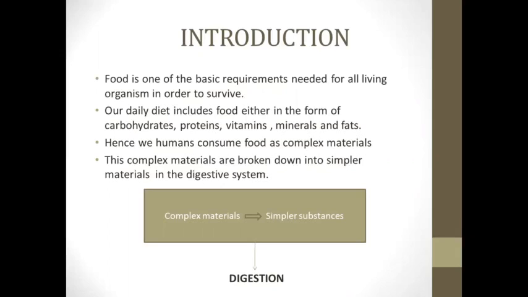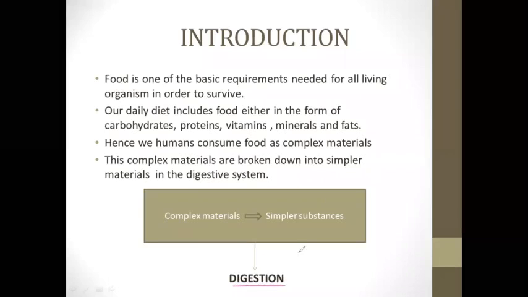So how is the digestion process carried out? And how is it converted into simpler substances? Everything is very complex, right? So these have to be broken down into simpler substances, and this will help in providing energy for our regular activities. So this process, in which the complex substances are converted into the simpler ones, is called digestion. A very simple definition of digestion.